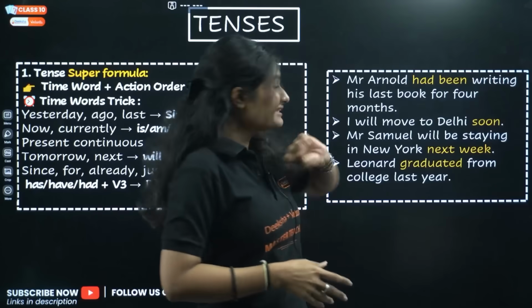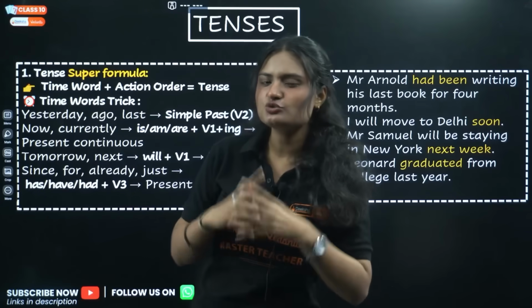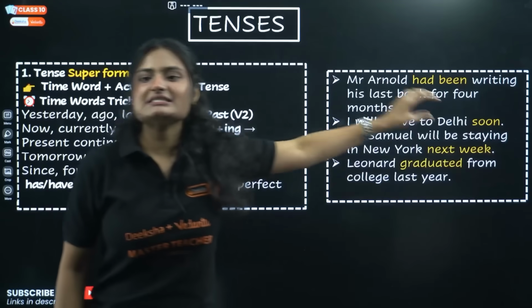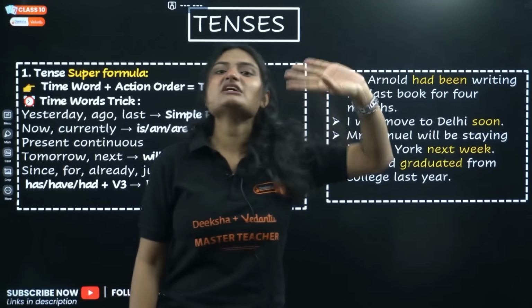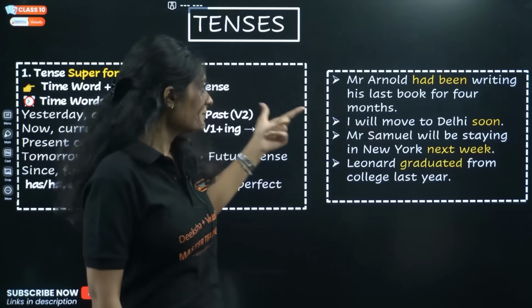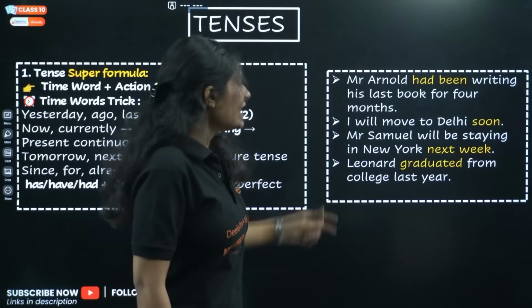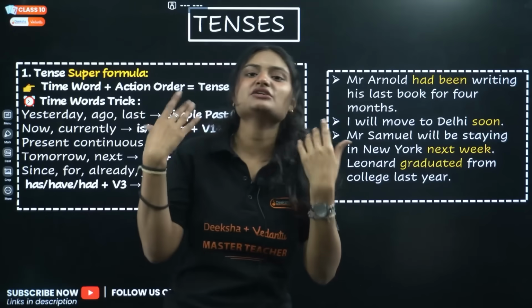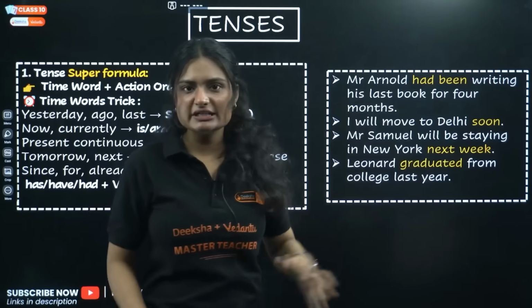Now, here are some examples that you will appreciate looking at. Mr. Arnold had been writing his last book for 4 months. So the event has been going on since the past, that's why past perfect is there. I will move to Delhi soon. Soon means the event will happen in future. That's why will, future tense, is used.